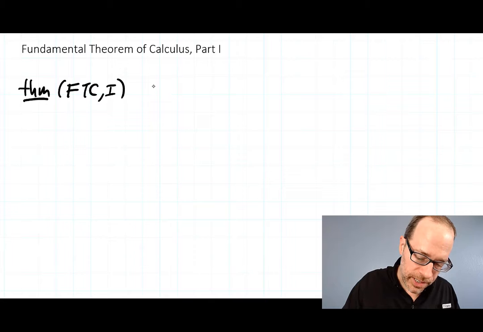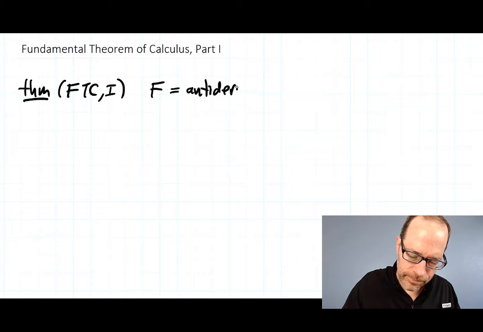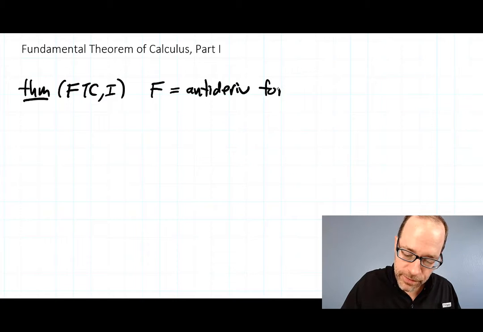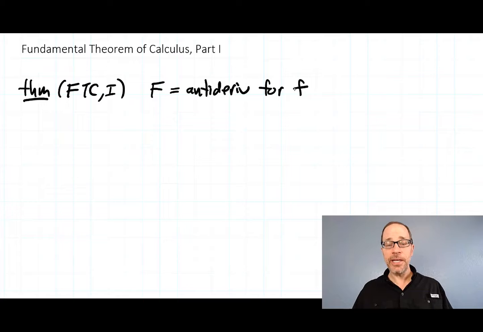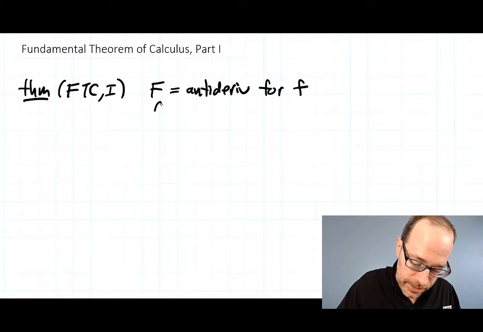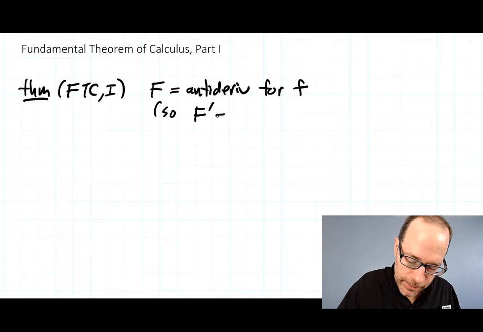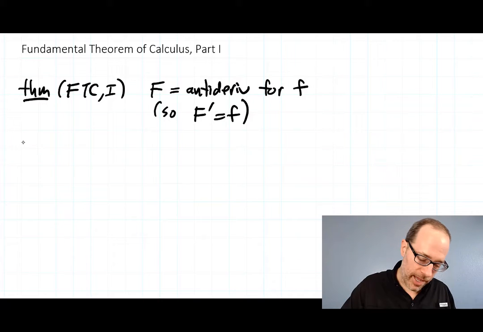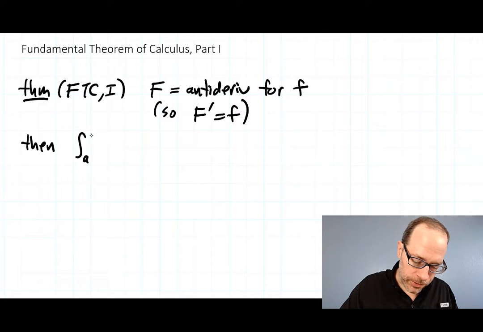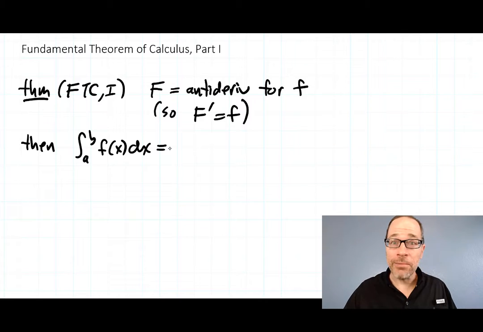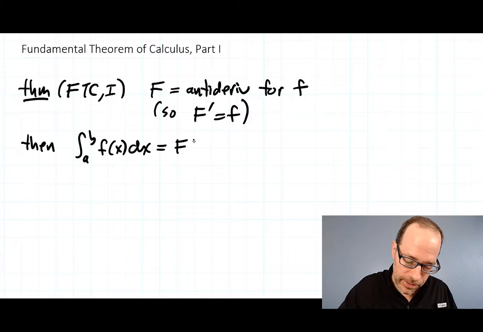Suppose F is an antiderivative for a continuous function f on some interval a to b. What this really means is that F prime is f. Then you can evaluate definite integrals of little f by grabbing the antiderivative, capital F, plugging in b, and then subtracting off plugging in a.